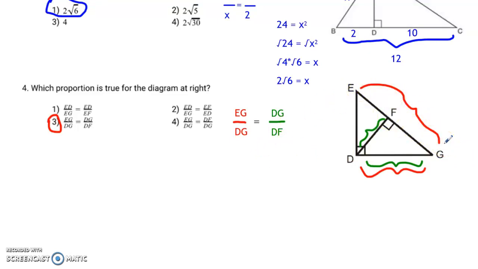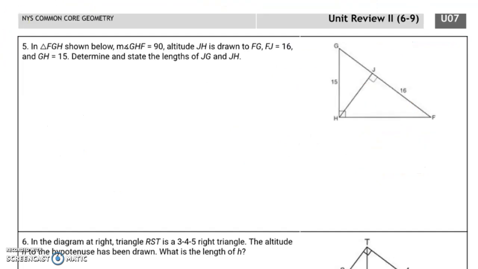EG, which is the big hypotenuse, divided by DG, that's the big leg. That's equal to DG, which is the little hypotenuse, divided by DF, which is the little leg. Next page, pause the video, try it out yourself.